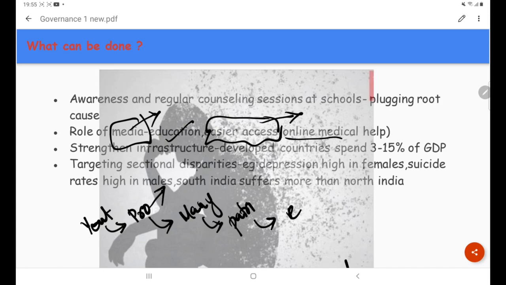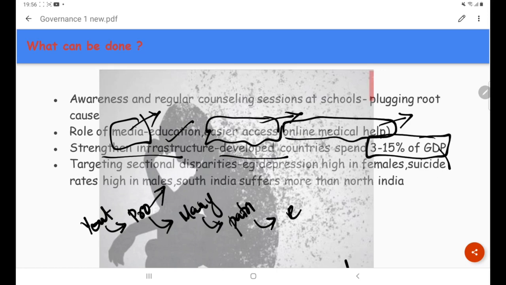So you can even get online medical help. There are many YouTube channels dedicated to mental health problems in local languages also. You can even approach them. So there is this huge reach of media that becomes important. Then strengthening infrastructure, that is another thing. See, developed countries spend 3 to 15% of GDP on health, but in India it is very meager. As you have seen in an earlier slide, we are spending somewhere below 2% only on health.